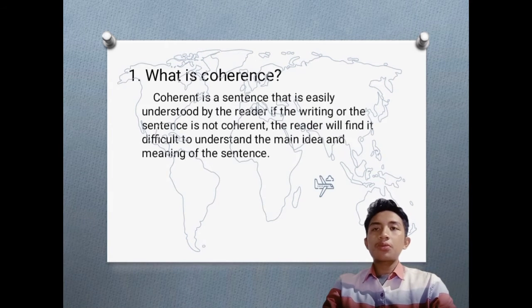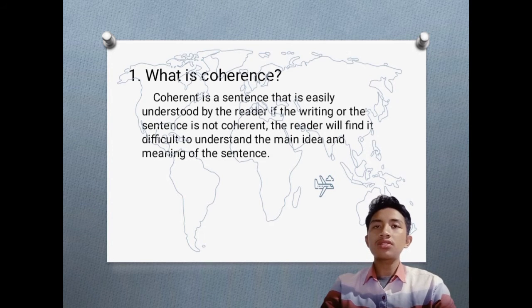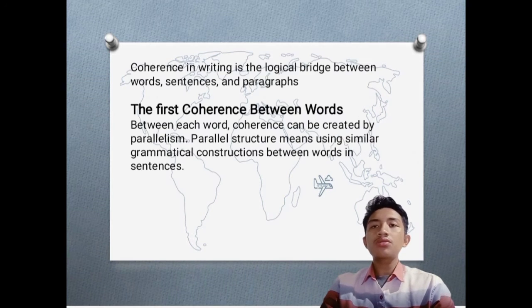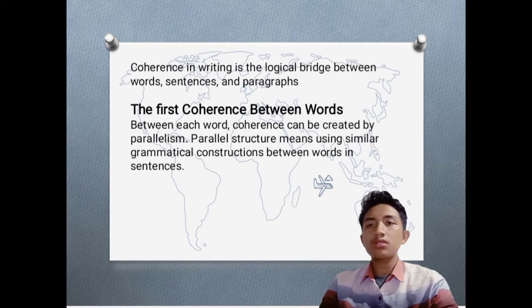Okay. The first point is what is coherence? Coherence is a sentence that can be easily understood by the reader. If the reading or the sentence is not coherent, the reader will find it difficult to understand the main idea and meaning of the sentence. Coherence in reading is the logical bridge between words, sentences, and paragraphs.